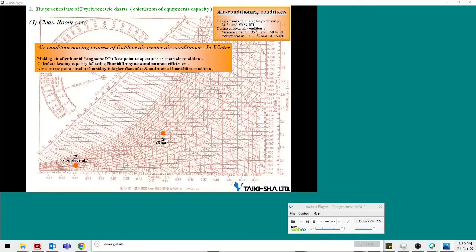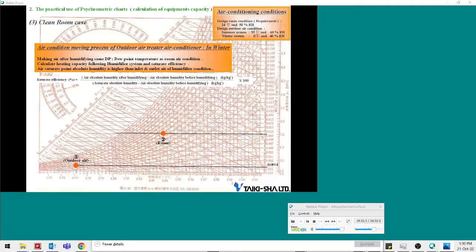During winter, the temperature after humidification must be adjusted to the room dew point temperature. I will show how the air changes depending on humidification methods. The saturation efficiency for humidification can be calculated by dividing the difference after subtracting the absolute humidity before humidification from that after humidification by the difference after subtracting the absolute humidity before humidification from the saturation absolute humidity.